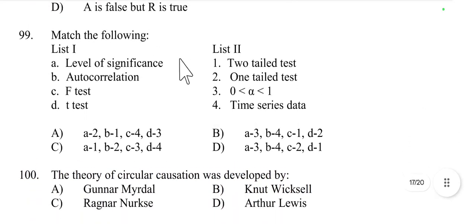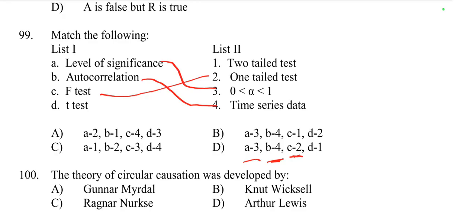Then question number 99. List 1 and list 2: level of significance, autocorrelation, F test and T test. So level of significance ranges from 0 to 1. Yes, level of significance ranges from 0 to 1. Then autocorrelation, first one is A3. Autocorrelation is related with time series data, B4. Then F test is a one tail test, C2. And T test is a one tail test.